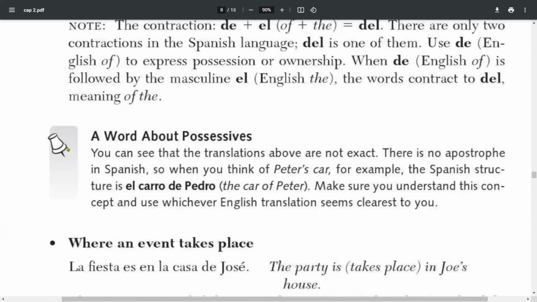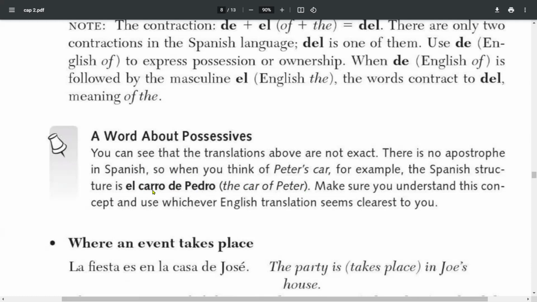And we have another note. When we want to say Peter's car, in English the owner goes first, Peter, and then the possession, car. But in Spanish, the possession goes first and then the owner, and we start with the article. El carro, the possession, de Pedro, of Peter. El carro de Pedro. So this is the way you have to think, right?